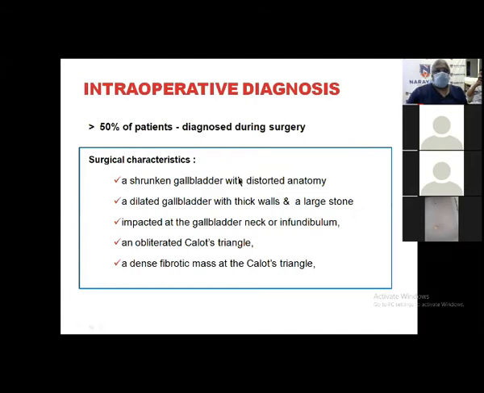Intraoperative diagnosis: 50% of patients are diagnosed during surgery. A shrunken gallbladder with distorted anatomy, a dilated gallbladder with thick walls and a large stone impacted in the gallbladder neck or the infundibulum, an obliterated Calot's triangle, a dense fibrotic mass at Calot's. All these tell you that it is more likely a Mirizzi.